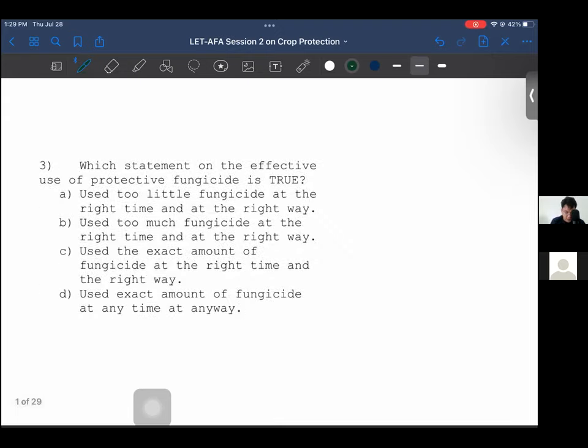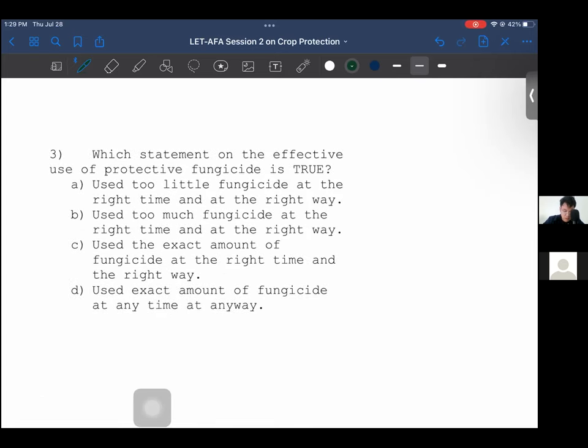Now here, number three, which of the following statements on the effective use of protective fungicide is true? A, use too little fungicide at the right time and at the right way. B, use too much fungicide at the right time and at the right way. C, use the exact amount of fungicide at the right time and the right way. Or letter D, use exact amount of fungicide at any time, at any way. So yes, the answer here is letter C.